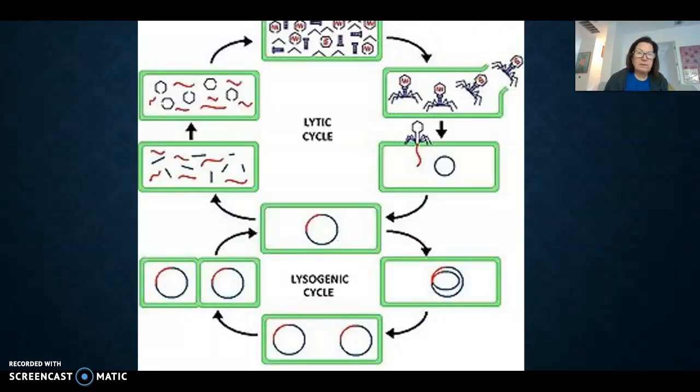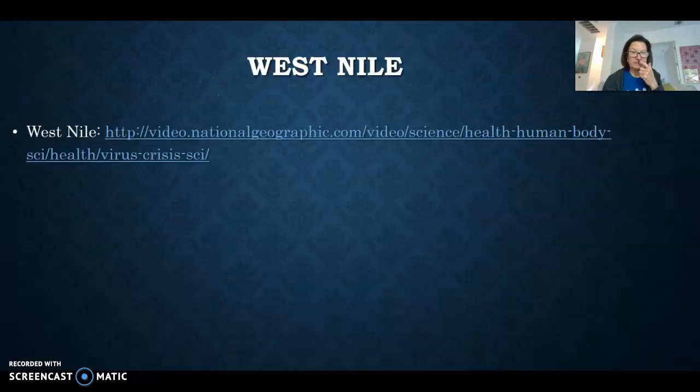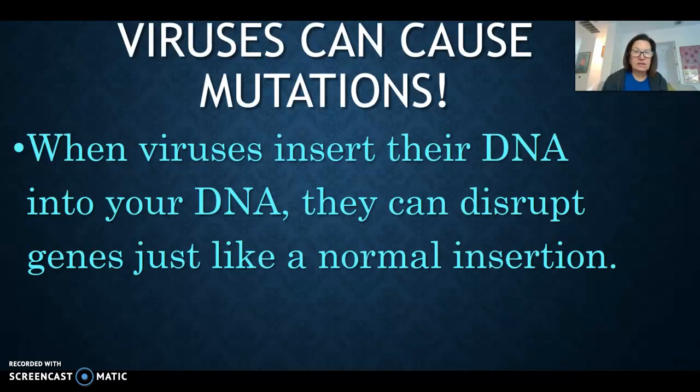So here's a little picture of the lytic cycle and the lysogenic cycle. Here's another image on how it gets in and what it does. You can look at the different steps it takes. Here's a thing on West Nile. And viruses can cause mutations, because they change your DNA, they've become part of your DNA.